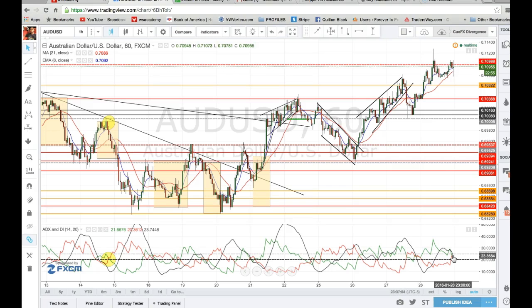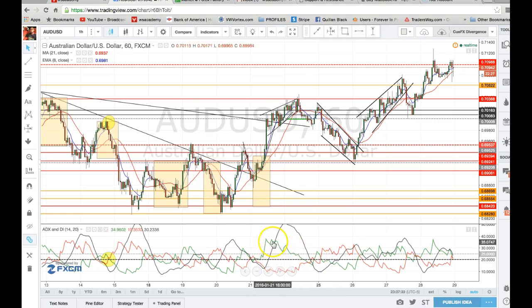Okay? So, like I said, whenever the black line, the ADX line, is over the 20 and 25, it's in a trending market. Whenever it's under, that means it's in a non-trending market. Whenever the green is over the 25 and 20, that means it's in a bullish trending market. Whenever the red is over the 25 and 20, that means it's in a bearish trending market. And whenever it's under, vice versa. Okay?